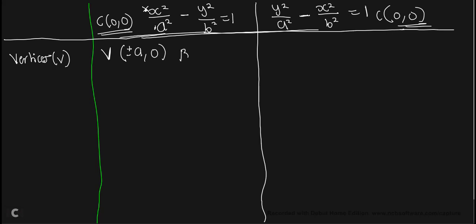How about the b in this situation? If you look at this, the b is under the y-axis, meaning that it will be 0 comma positive or minus b. How about this side? Where is your a? Here it is on top, under the y-axis. So your vertices in this part will be 0 comma positive or minus a.